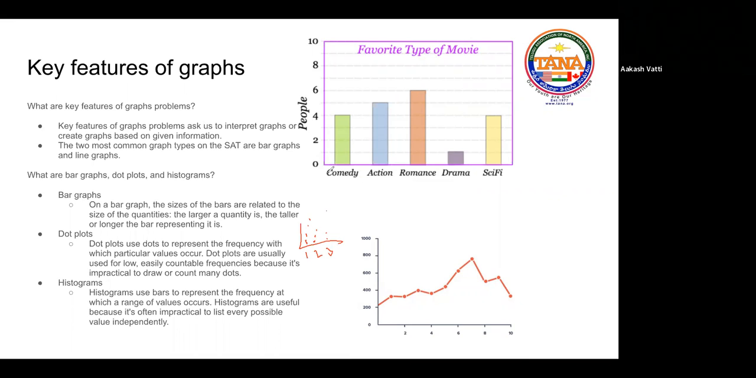So histograms use bars to represent the frequency at which a range of values occurs. Histograms are useful because it's often impractical to list every possible value independently. They're basically like bar graphs, because they're really similar: the more there is of something, the higher it goes. However, histograms show a range of values, versus bar graphs, which show the number of a specific thing. If you guys understand that, yeah.